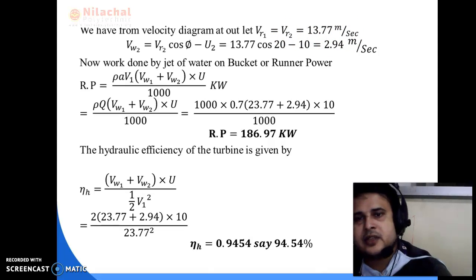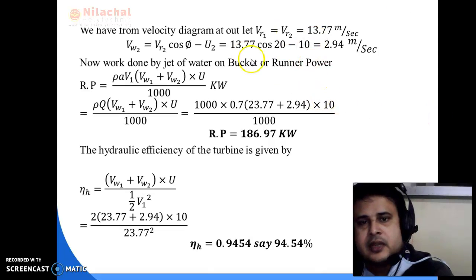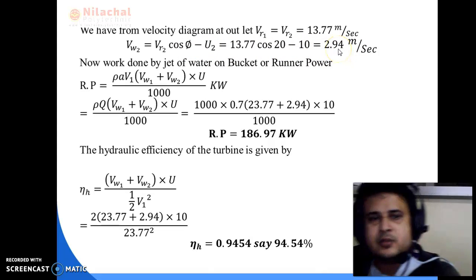From the outlet velocity triangle, we have the formula already discussed in the earlier video class. Vw2 is the whirling velocity component of the jet of water at outlet, that is equal to Vr2 cos phi minus U2, that is 13.77, the Vr1 value, into cos 20 degree, phi as 20 degree, minus U value 10. So that is equal to 2.94 meter per second.